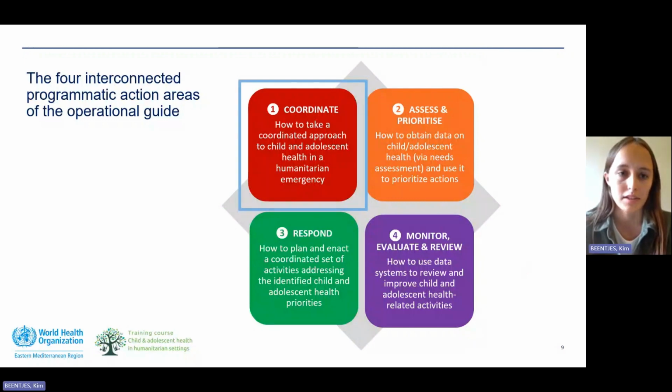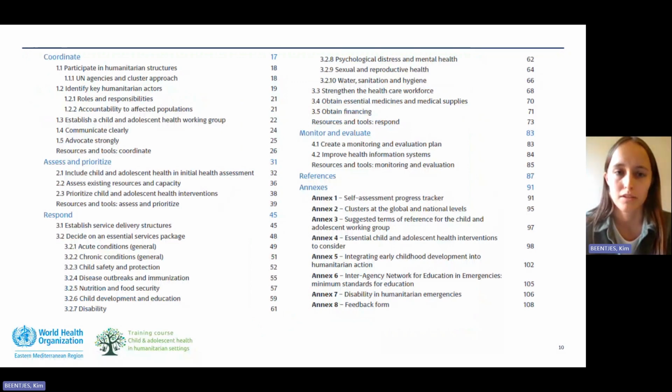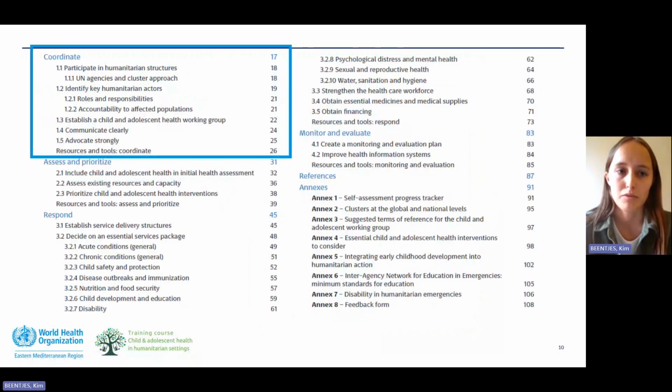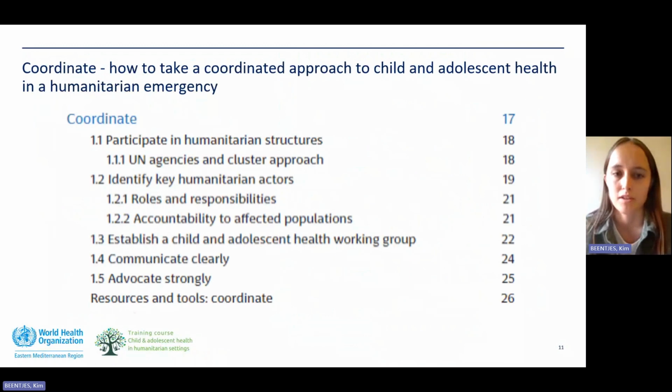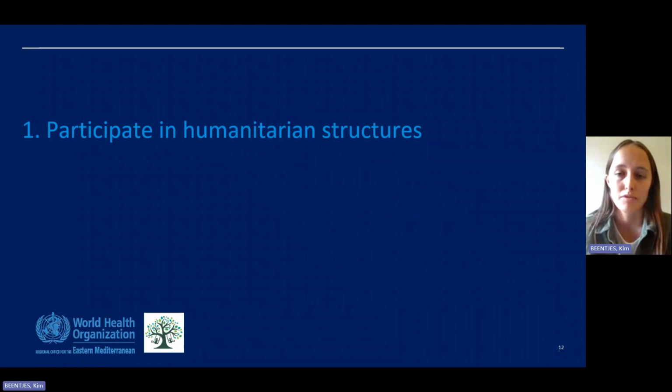This is the index of the guide, and it includes which chapters will be discussed today, and we will focus on coordinate. So this is divided into 5 different chapters, starting with participating in humanitarian structures, then going into identifying the key humanitarian actors, establishing a working group on child and adolescent health, communicating clearly, and advocating strongly. So to start with, this is the first part of the chapter on coordination, which is participating in humanitarian structures.